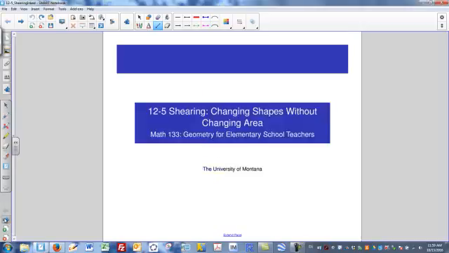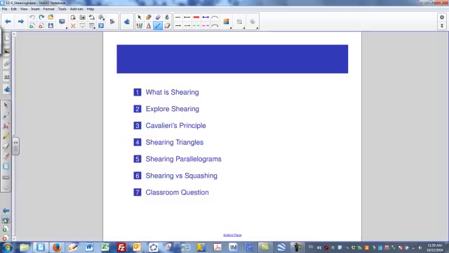We'll explore what is shearing through a series of pictures, and then I have an applet where you can actually look at what's happening in an interactive sense, and then we'll formally state Cavalieri's principle. We'll talk about its implications for shearing triangles and shearing parallelograms, and then we'll address the misconception about shearing versus squashing and leave you with a classroom question.